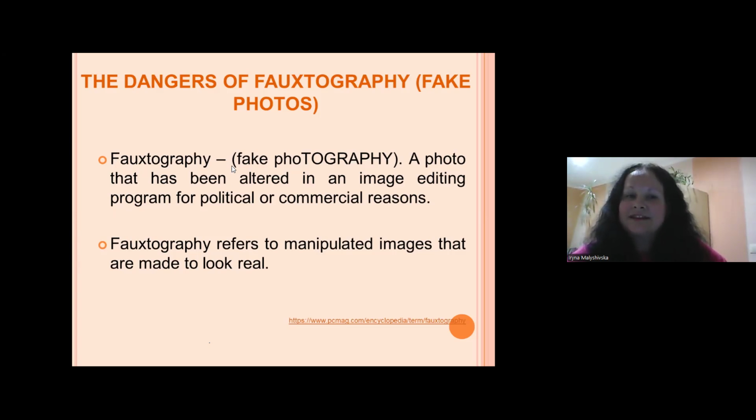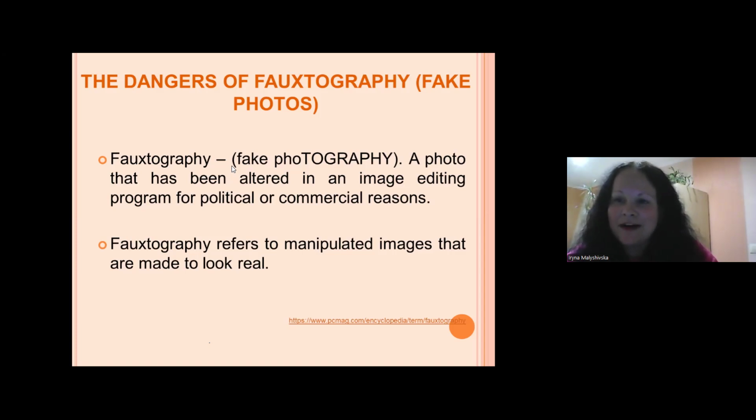So this is a photo that has been altered in an image editing program. There are a lot of them for political or commercial reasons. There may be other reasons, but these two are considered to be the most influential ones, the most important. Such fake photos refer to manipulated images which are made to look real. And now I will show you a few examples.